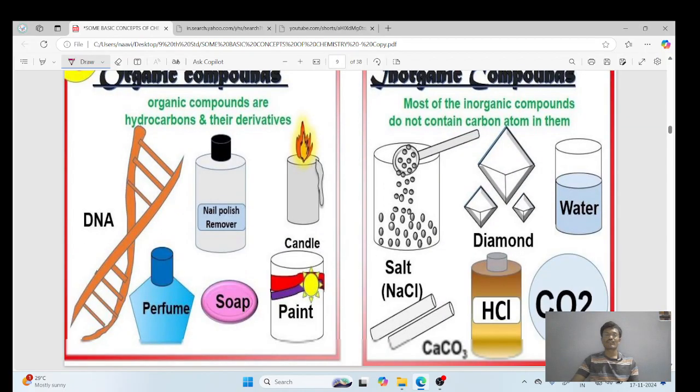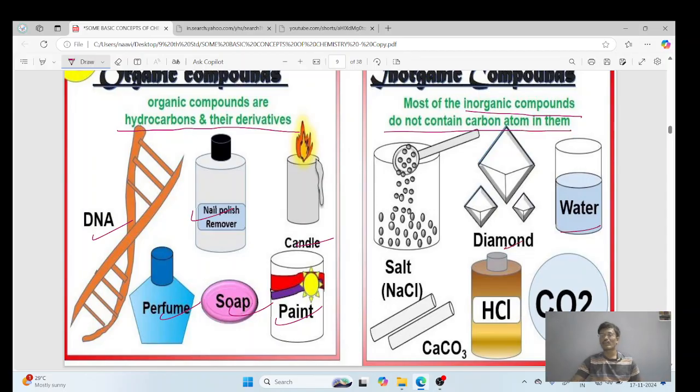Next, there is a difference between organic and inorganic compounds. Organic compounds mainly have hydrocarbons and their derivatives, such as DNA, nail polish remover, candle, paint, soap and perfume. These are called organic compounds. Most inorganic compounds do not contain the carbon atom. Here are water, diamonds, salt, calcium carbonate, which is present in chalk, HCl and carbon dioxide. These are called inorganic compounds, which do not contain the carbon atom.